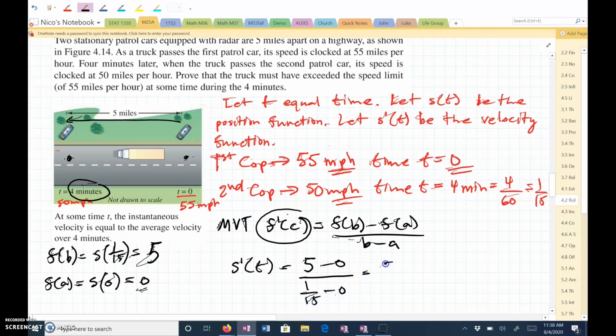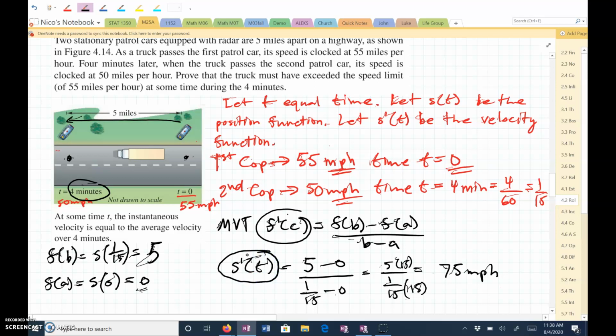So now we got 5 over 1/15. So let's see, multiply the top and the bottom by 15. We're going to get 75. So 75 miles per hour. That's what this s prime of t should be.